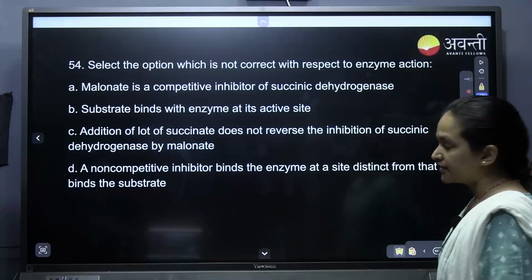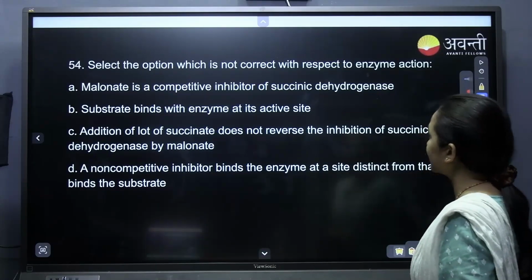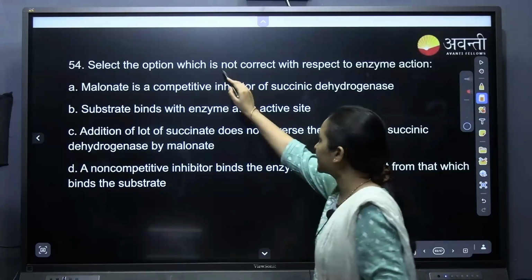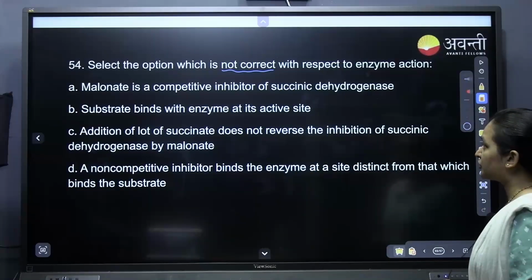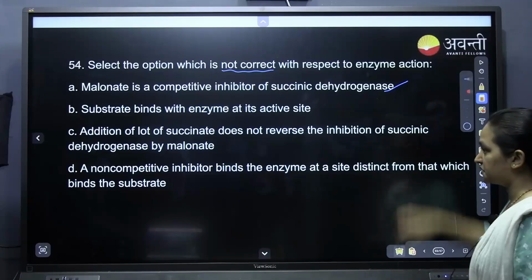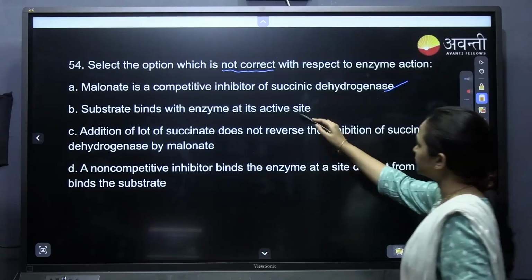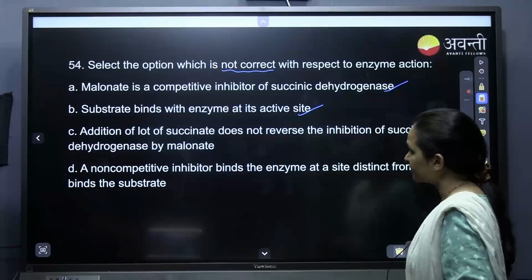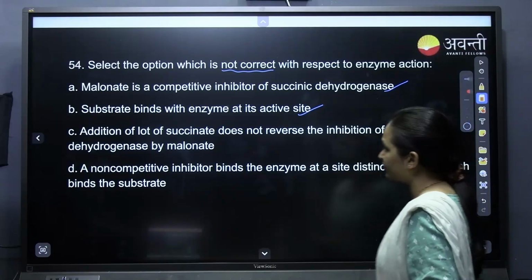Select the option which is not correct with respect to enzyme action. We need to find again the incorrect one. Malonate is a competitive inhibitor of succinic dehydrogenase. Yes, this is correct. Substrate binds with the enzyme in its active site. Yes, it does bind with the active site. Addition of a lot of succinate does not reverse the inhibition of succinic dehydrogenase by malonate.